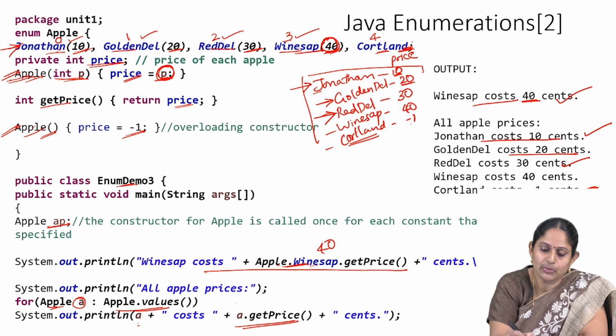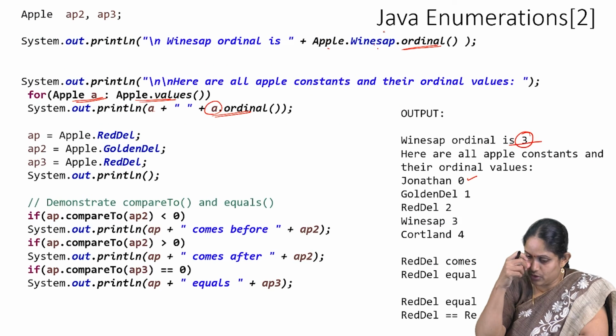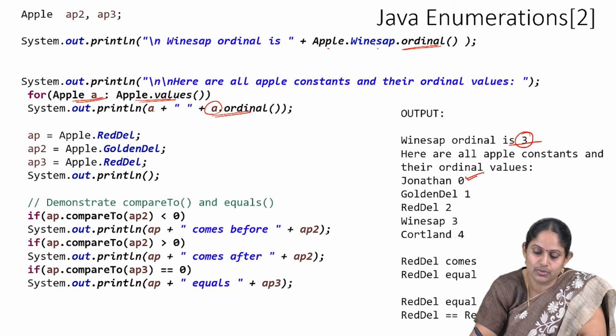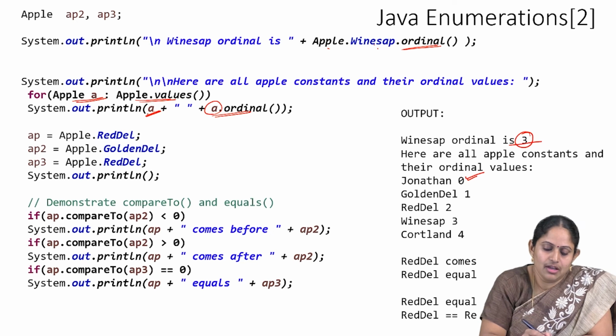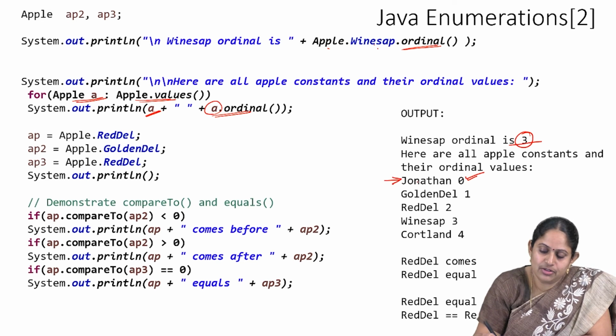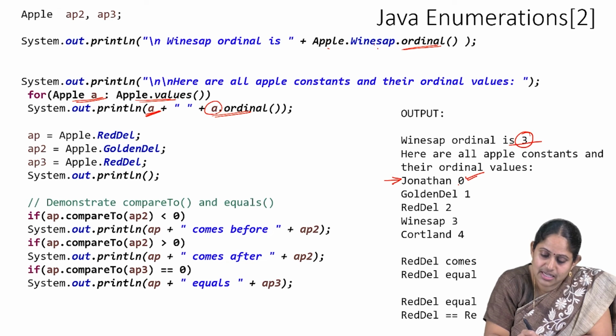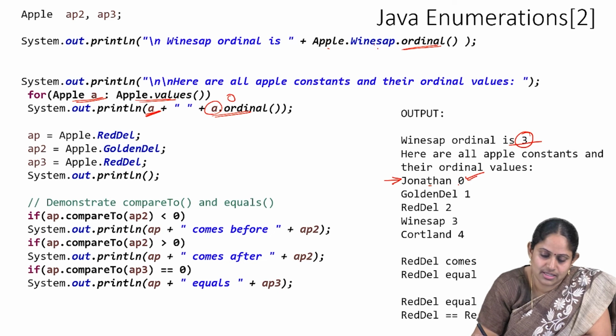Red Del is 2, WinSap is 3 and Kotlin is 4. So Jonathan's ordinal value is 0. Initially, A will take Jonathan's value. So you get Jonathan space A dot ordinal, which means Jonathan dot ordinal, which is 0. So you get Jonathan 0.